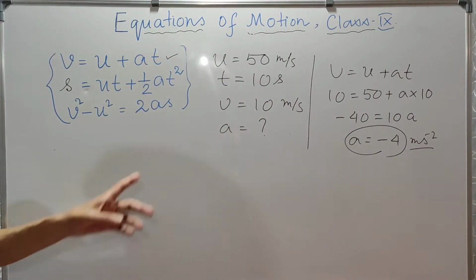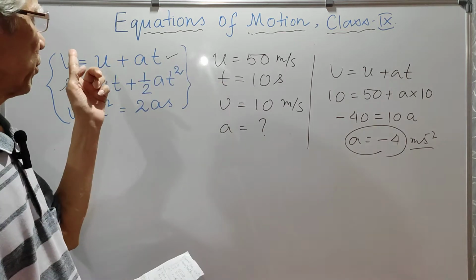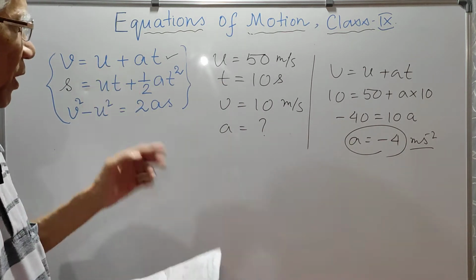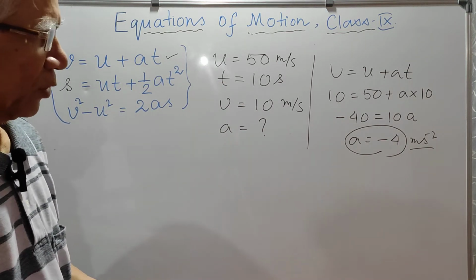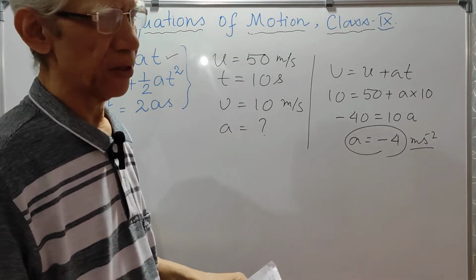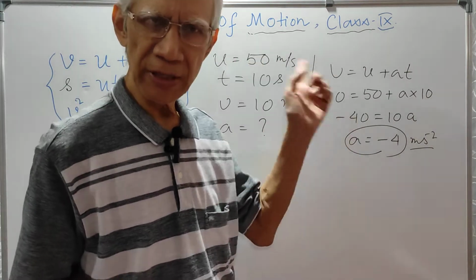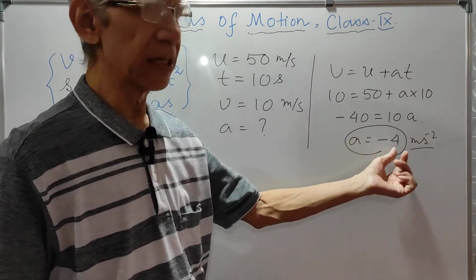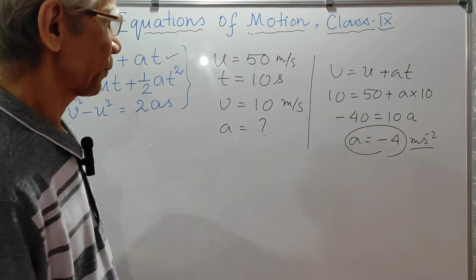All right. So you see in these two sums we have used the first formula. Now let us see the application of the other formula. So this is a case of retardation and the previous one was a case of acceleration. So acceleration is positive acceleration and retardation is negative acceleration.